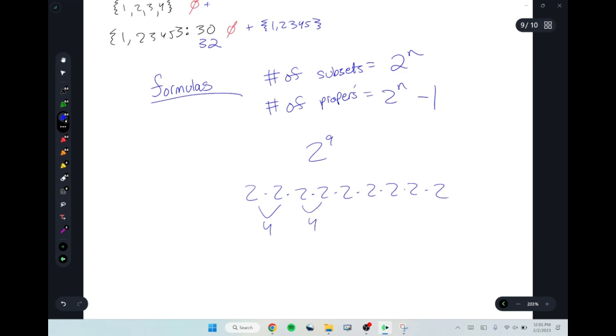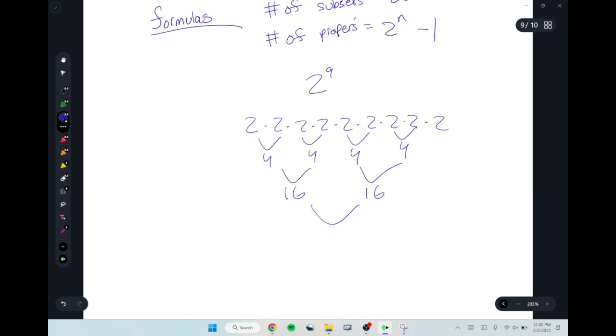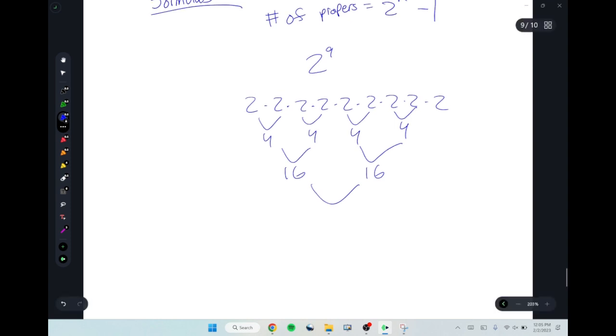4, 4, 4. You did it already? Did you do it in a calculator? 16. What's 16 times 16? Someone did that game. Remember that game we used to play on your phone? It's actually really good for math because here, look at us needing it. 256 times 2 is 512. Is that what you got? Dope. And that is the number of subsets.